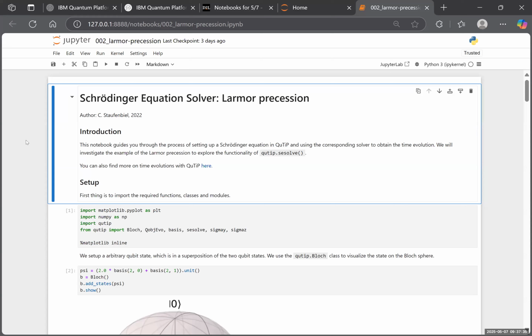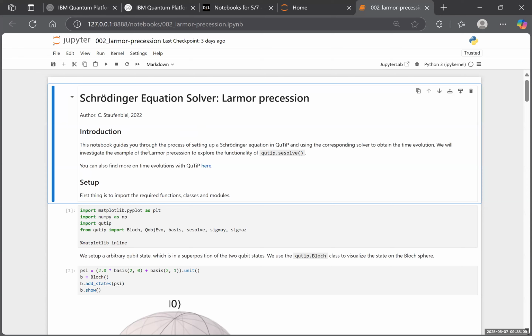The first notebook that I want to discuss is solving the Schrödinger equation. In most of the course of quantum programming, we don't need to worry about solving the Schrödinger equation. We just assume there are gates that are implemented, but the gates are implemented via the Schrödinger equation. So basically, how the system evolves is according to this equation.